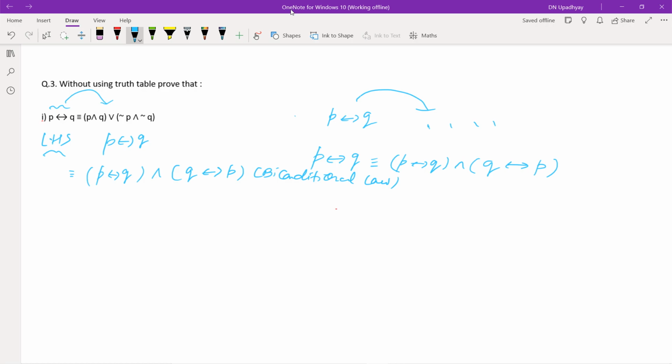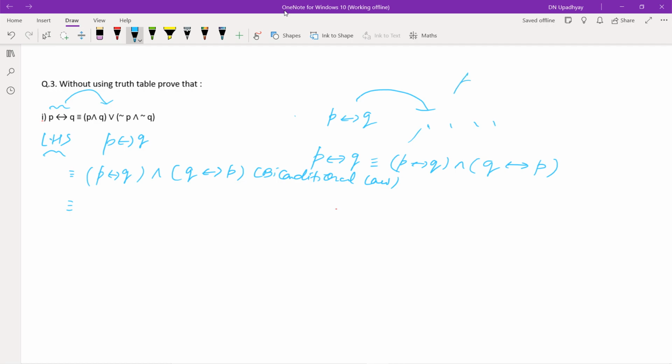Now how to go further? We should always look at the right hand side. First is P and Q, and here we have P implies Q and Q implies P. So again it is clear that we have to go further. For this we again have to use another law, which converts implication into and, or, P and Q. So that is nothing but the conditional law.